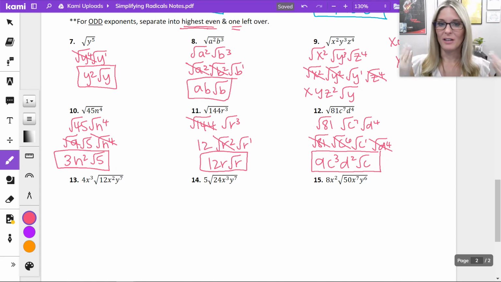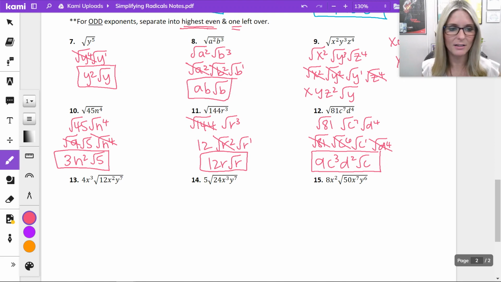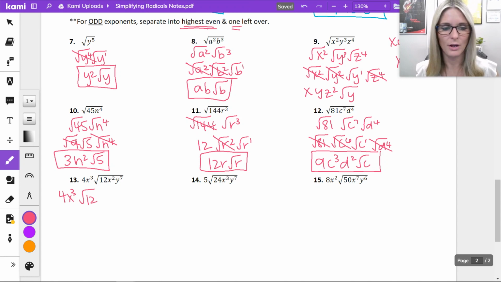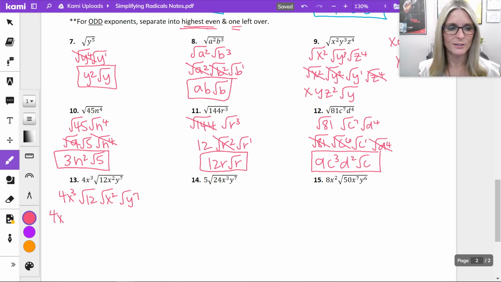13, just like in our last section, there's numbers before our radical. No big deal. Let them hang out. Let them chill. We'll deal with them later. So let's see about our radical. We have this square root of 12 x squared y to the 7th. All right, pulling everything together that we've done. All right, letting 4x cubed chill.